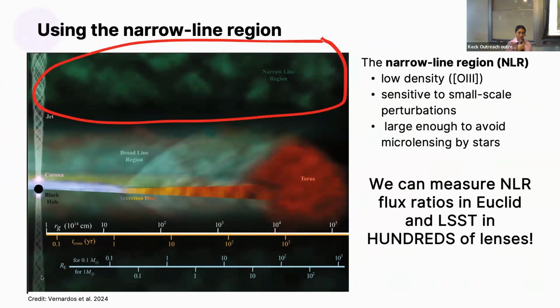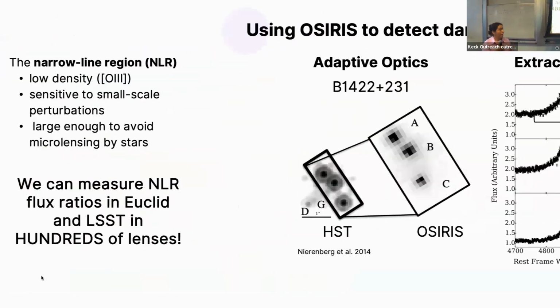If there were any dark matter halos, we would be able to see them, but it's also resilient to microlensing by stars. Stars also have mass, but they're not dark matter, so we avoid any flux ratio effects that would come from the stars. The other exciting part is that we can measure narrow line region flux ratios with upcoming missions such as Euclid and LSST in hundreds of newly discovered lenses. So using the narrow line region is really important.